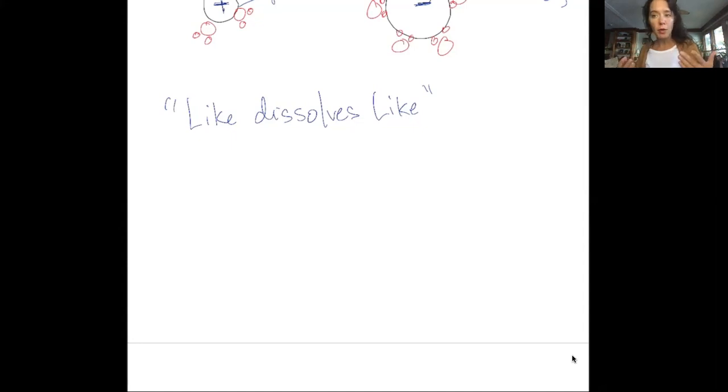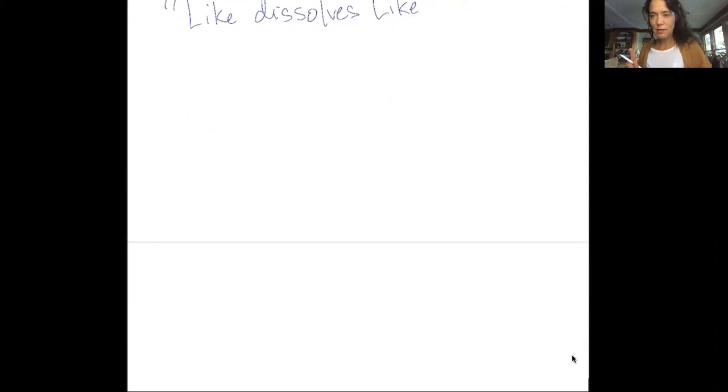Oils are non-polar, do not dissolve in water, which is polar. It's as simple as that, okay? Alcohols dissolve in water. Polar dissolves in polar. Non-polar does not dissolve in polar, okay? Like dissolves like. You can't use that.